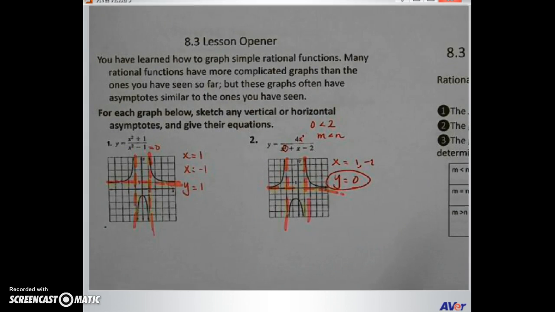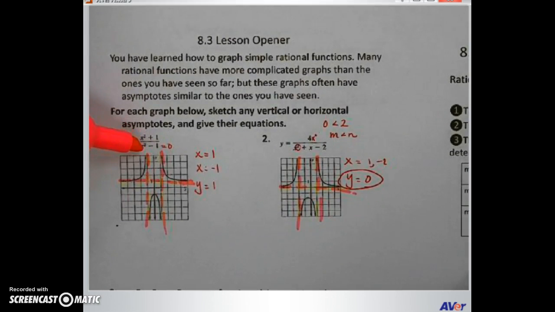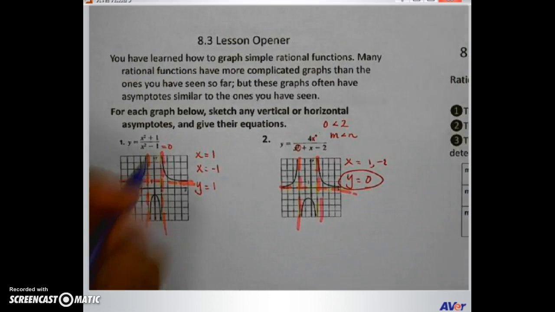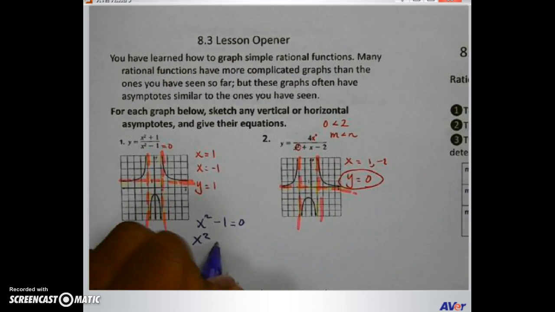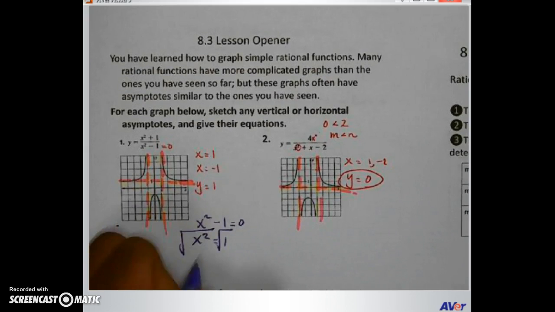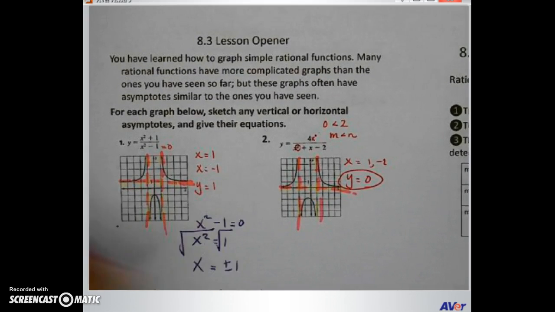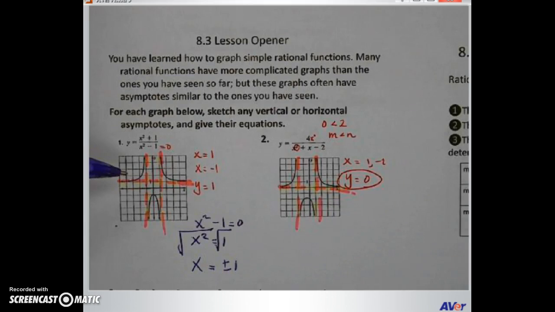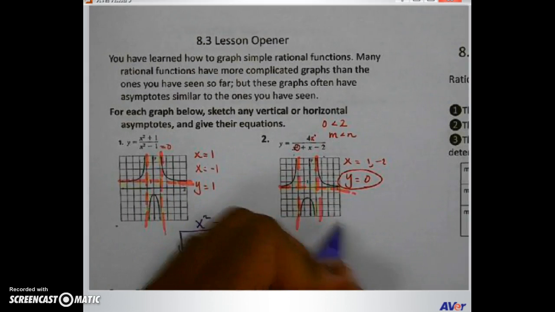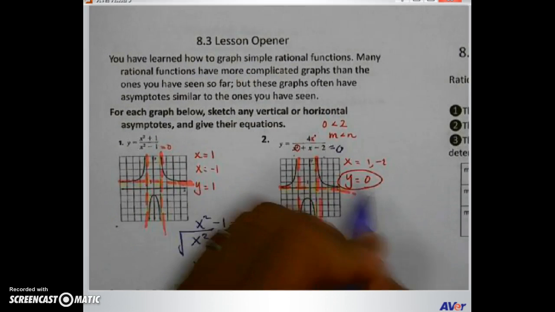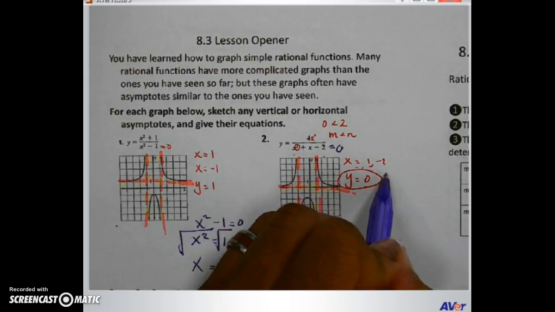So today, similar to what we've done before, to find the vertical asymptotes, you're going to set the denominator equal to 0 and then solve. So x squared minus 1 equals 0, x squared equals 1, square root, x equals positive and -1. Always to find those two asymptotes. For this one, this is x squared plus 4x minus 2. You can set this equal to 0 and solve, and you'll find that x is equal to 1 and -2.